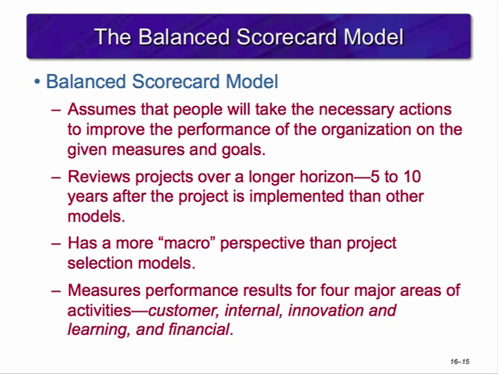The balanced scorecard model differs from the project selection models as it reviews projects over a 5 to 10 year period after the project is actually implemented. It assumes that people will take the necessary steps to improve the performance of the organization. It measures the results of major projects undertaken to determine if the overall vision, mission, and goals of the organization were met or even improved. The balanced scorecard model measures performance in four main areas: the customer, internal organization, innovation and learning, and financial measures.